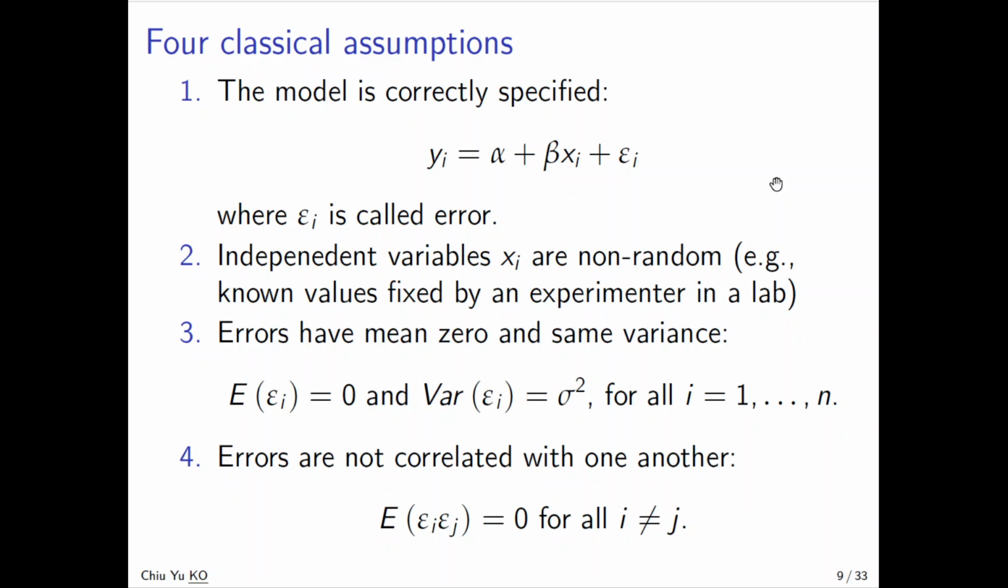Before, we didn't talk about any randomness, probability, or statistics, right? So now we're going to talk about that, okay? First, the model is correctly specified. Actually x and y are related linearly in the following fashion. That is, yi is related to x with the unknown parameters alpha plus beta, and also with another term called the error, which is epsilon i.